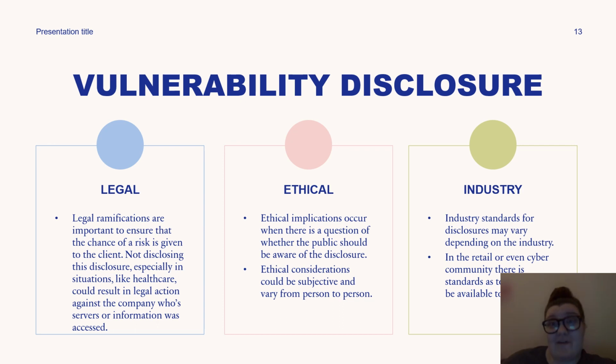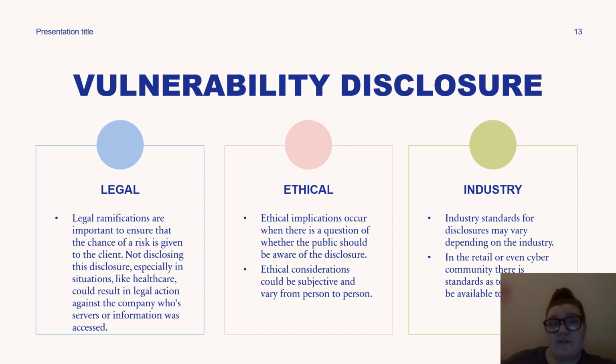Disclosing this vulnerability, however, could open the door to litigation against the company or individual who discovered it, as well as further legal action against the company whose servers were hacked. Ethical implications occur when there is a question of whether the public should be aware of the disclosure. Ethical considerations are harder because they're subjective. So what one person feels is unethical may not be to someone else. So that one's not really taken into account as much.